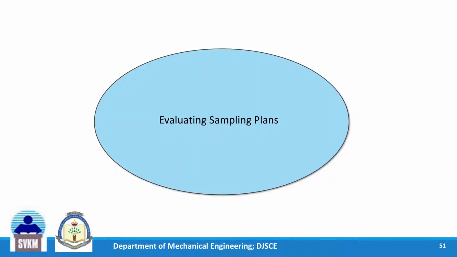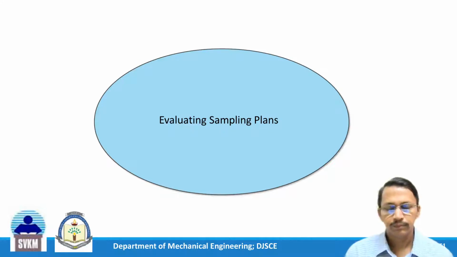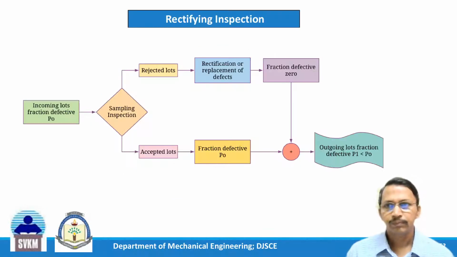Let us see now the parameters for evaluating various sampling plans. Before that, just understand the concept of rectifying inspection. What do you mean by rectifying inspection?